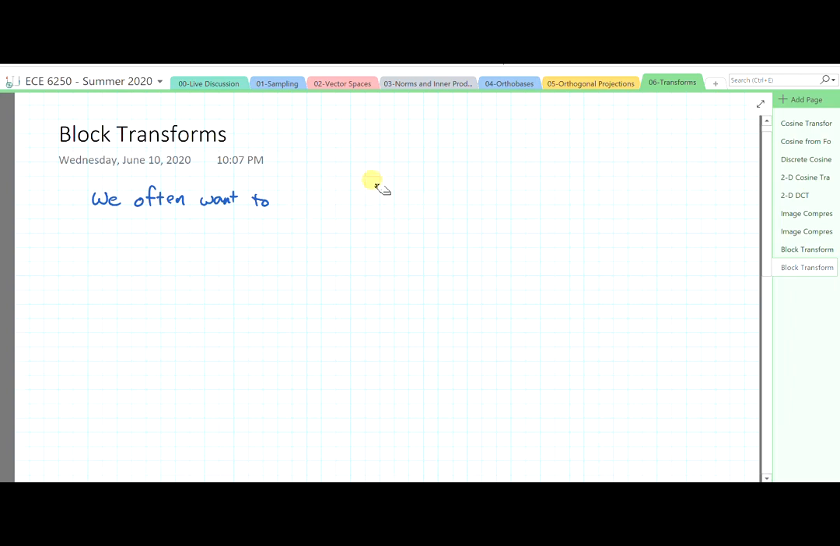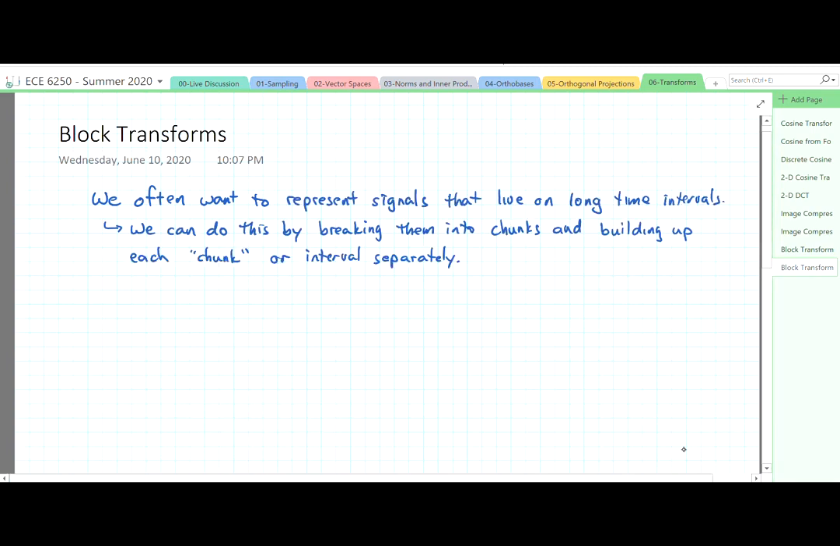Let's see, I'm going to write this differently. Okay, so we want to represent a signal that might have some arbitrary length or extent. And we can do this by breaking it up into chunks and representing each one individually using our basis that's good over 0, 1. And then we build up the final signal as we did once again with the DCT.